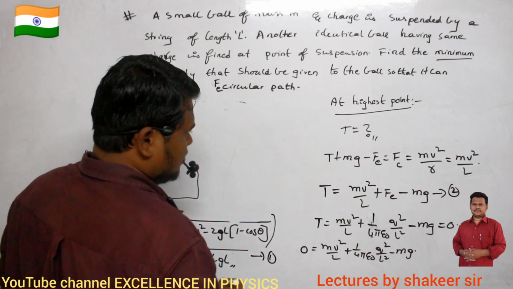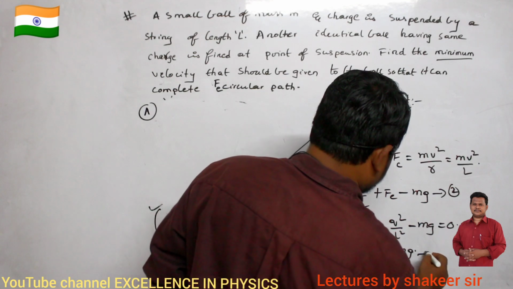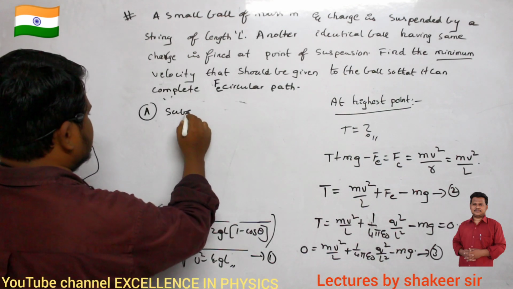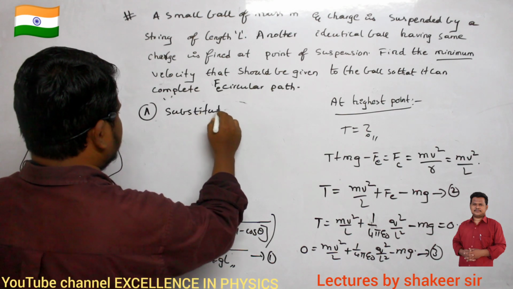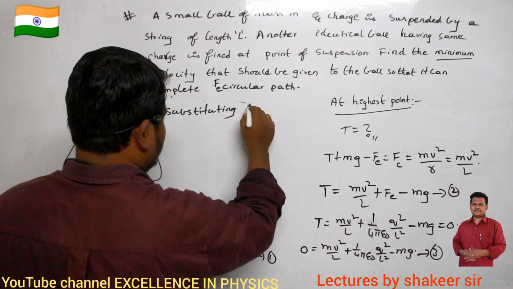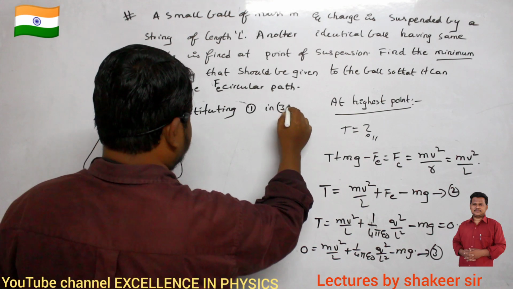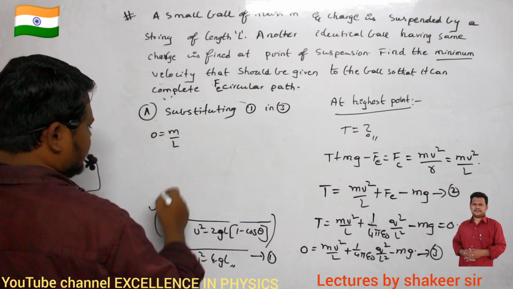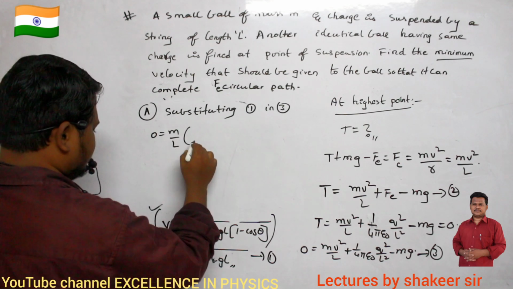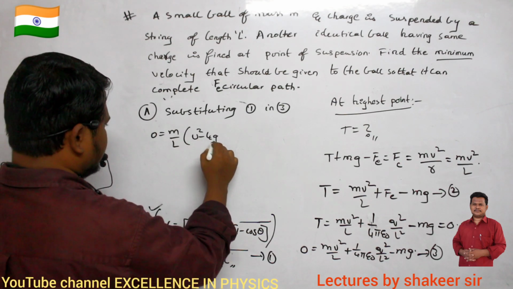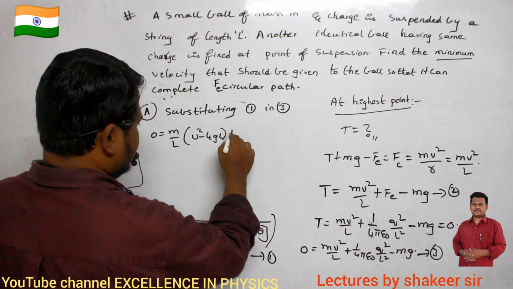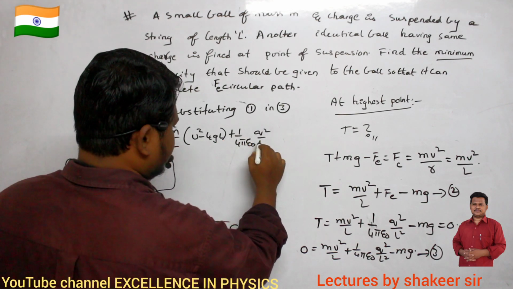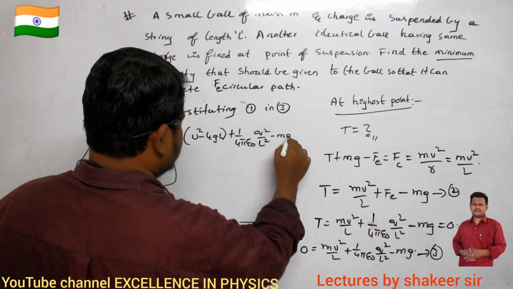So let it be our equation number 3. Okay, so substituting 1 in 3. Okay? So 0 is equal to m by L into, instead of V square, what can I write? U square minus 4GL, plus 1 by 4 pi E naught Q square divided by L square, minus mg.